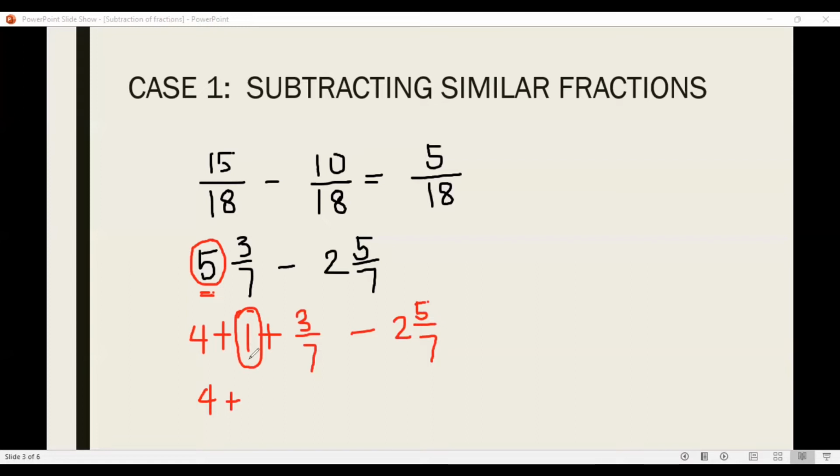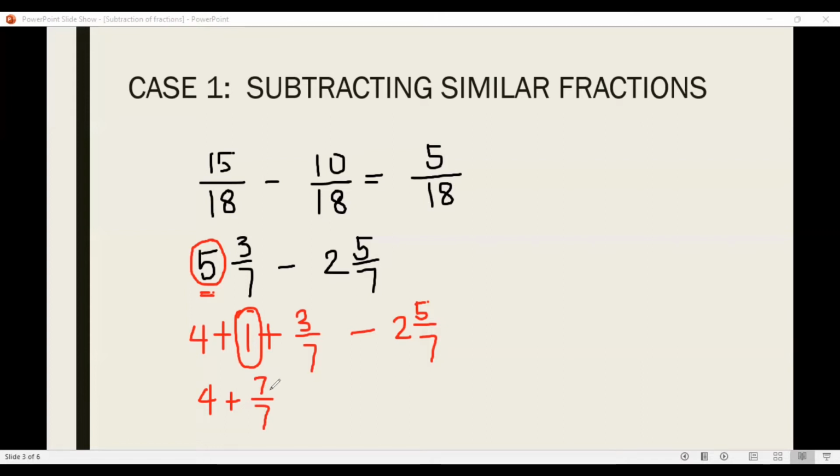But there is a need for us to rename this one in terms of the denominator 7. Now, why are we choosing 7? It's because we have the denominator being 7, so we want a number which is already similar to it. So instead of retaining that 1, we will rename it as 7 over 7. If you come to think of it, 7 divided by 7 is equivalent to 1, so we are not actually changing the value. We are just renaming this whole number in terms of a fraction.